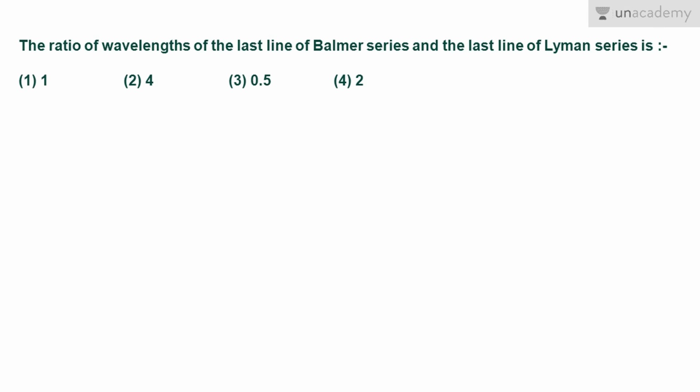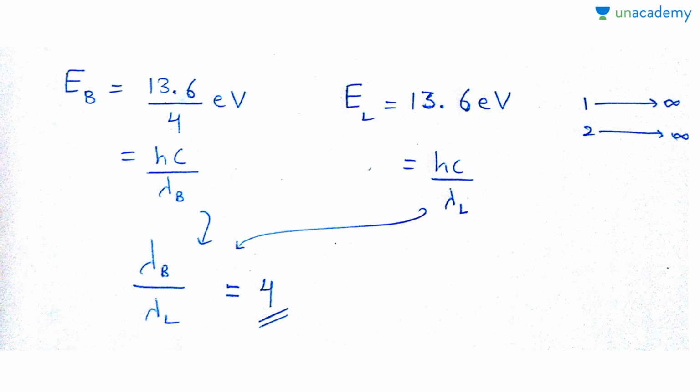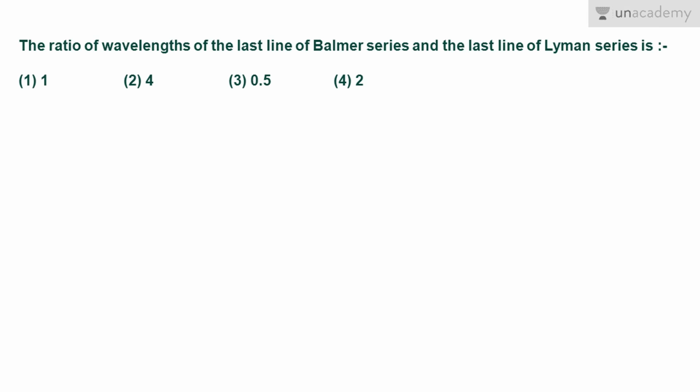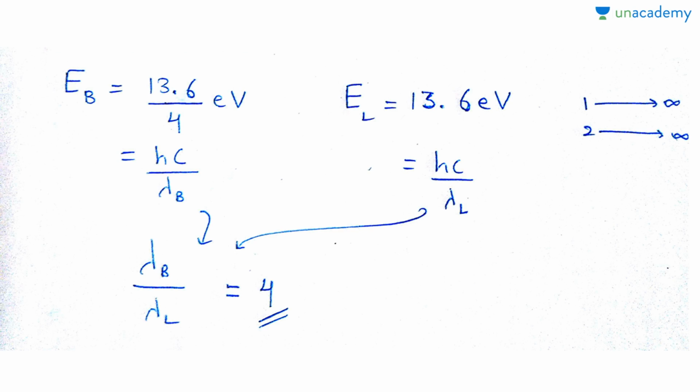Now let us look at the last question for the day. The ratio of the wavelength of the last line of the Balmer series and the last line of the Lyman series. Very easy problem if you know the limits of Lyman and Balmer. So Lyman, Balmer, Paschen, Brackett, Pfund, Humphreys. We must remember the series. Lyman is from 1 to infinity, Balmer is from 2 to infinity.